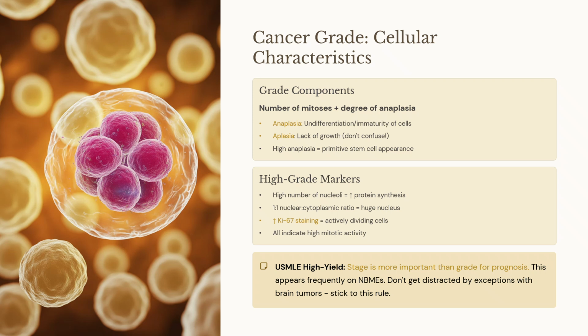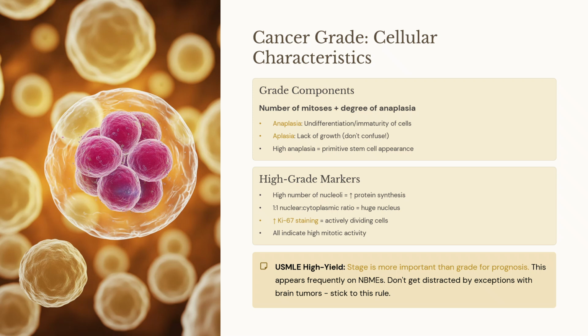Let's see the other component, that is grade. The grade means the number of mitoses as well as the degree of anaplasia. That's it. So what do we know about the number of mitoses? It is when the cancer cells are dividing at a very fast rate. Anaplasia means undifferentiation, or the extent to which cells go to a primitive level, immaturity. So the degree of immaturity is anaplasia. Anaplasia as well as mitosis will determine the cancer grade.